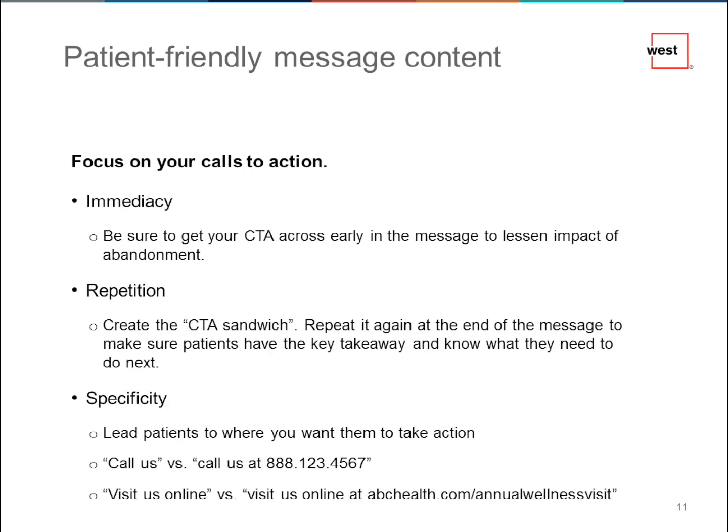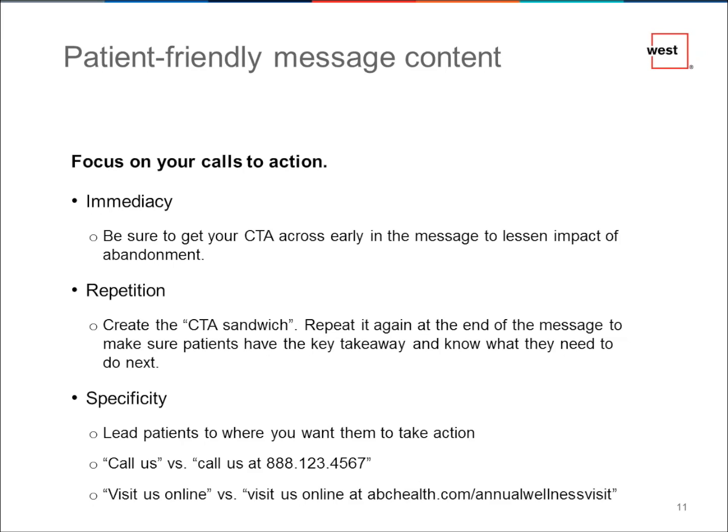The second around calls to action is repetition. I like to call this the call to action sandwich. This is that idea of not only saying the call to action at the beginning of the message, but repeating that call to action again at the end to make sure you're really driving the point home. So you mention the call to action right up front, then maybe spend some time telling the patient why it's important and how the care opportunity relates to them, but then mention that call to action again.